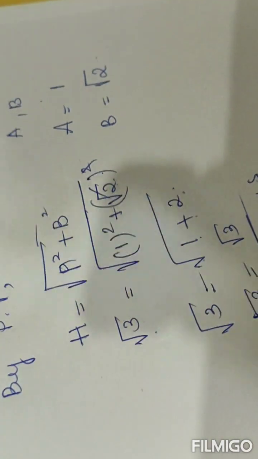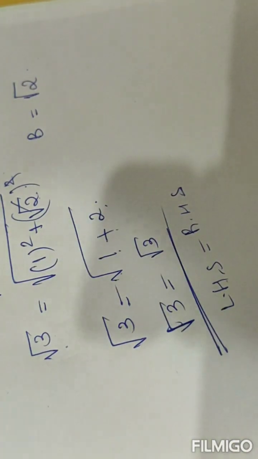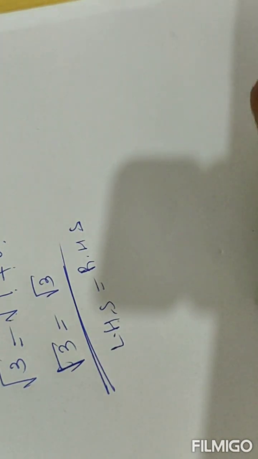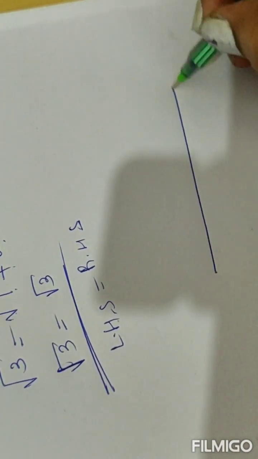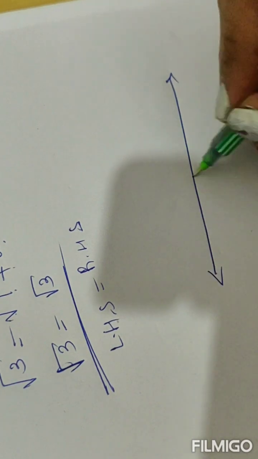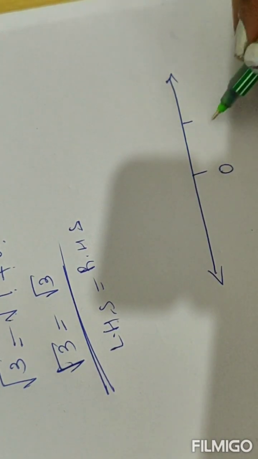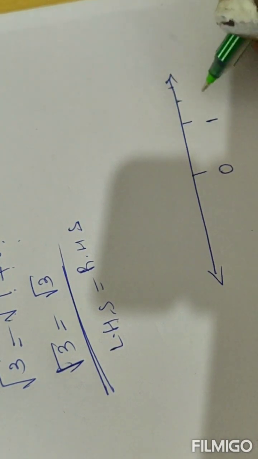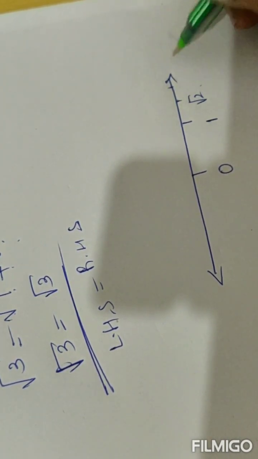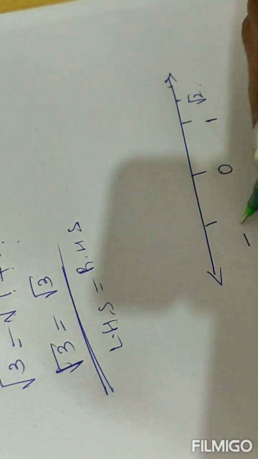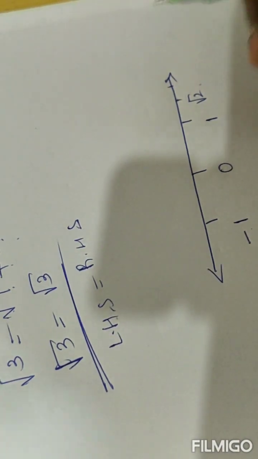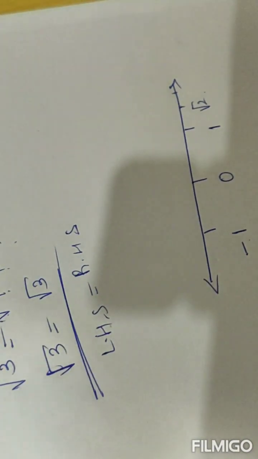So how are we going to plot this on the number line? We are going to get this after root 2. So it will be somewhere here, because root 2 we got here, so root 3 will be here itself. So how are we going to plot this? Similarly to how we plotted root 2, from there we are going to plot root 3.